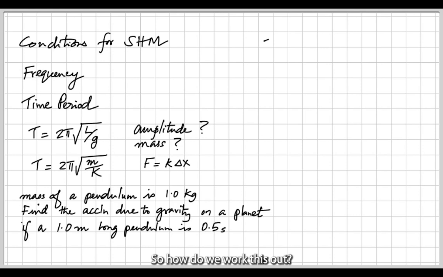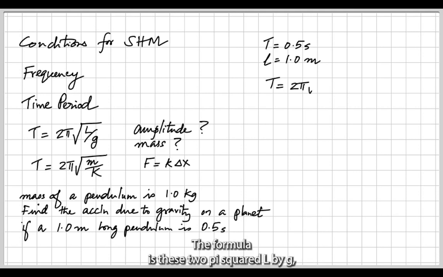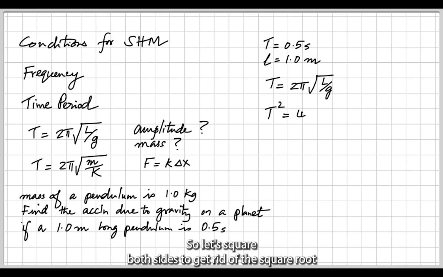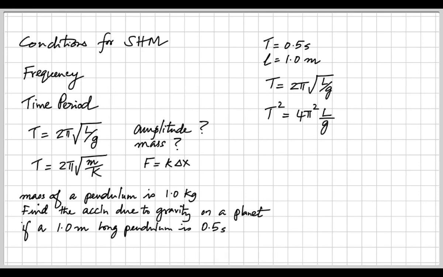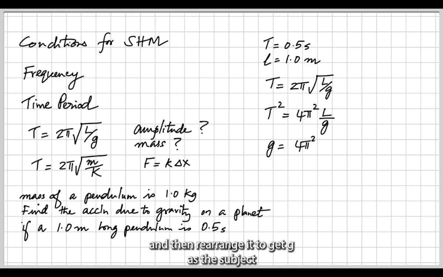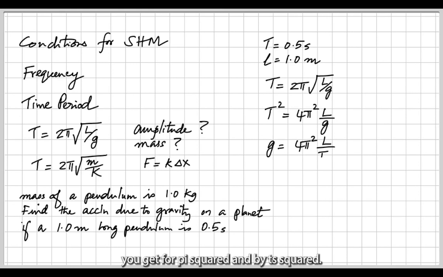So how do we work this out? T is 0.5 seconds, the length of the pendulum is 1.0 meter. The formula is T is 2 pi square root L by g, but we are trying to find g, so let's square both sides to get rid of the square root, and then rearrange it to get g as the subject. You get 4 pi squared L by T squared.